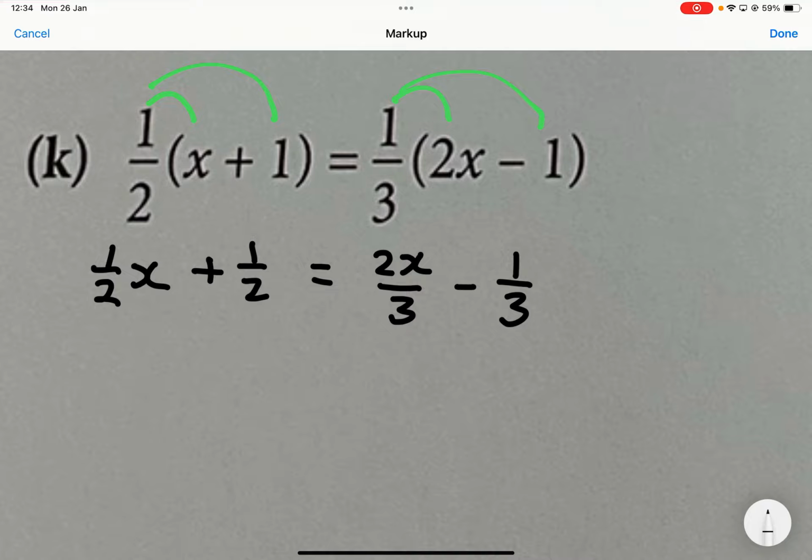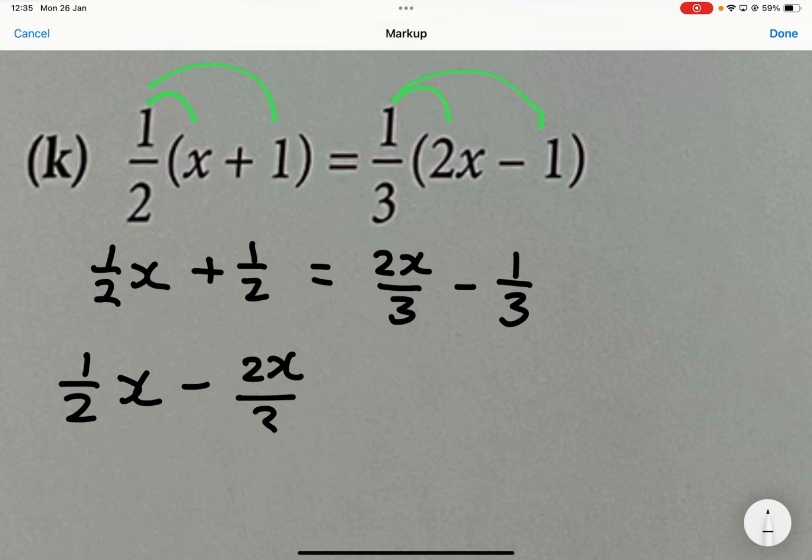Okay, then next, I want to change something. I don't want this 2x over 3 to be on the right. If I don't want it on the right, I need to subtract it away. When I subtract it away, it will subtract here also. It looks like it crossed the equal sign, plus becomes minus. Because I subtract it away, it disappears from the right. I no longer have 2x over 3 on the right.